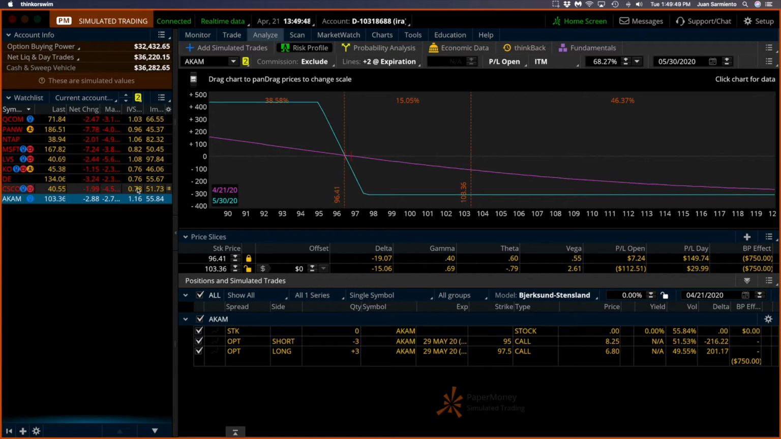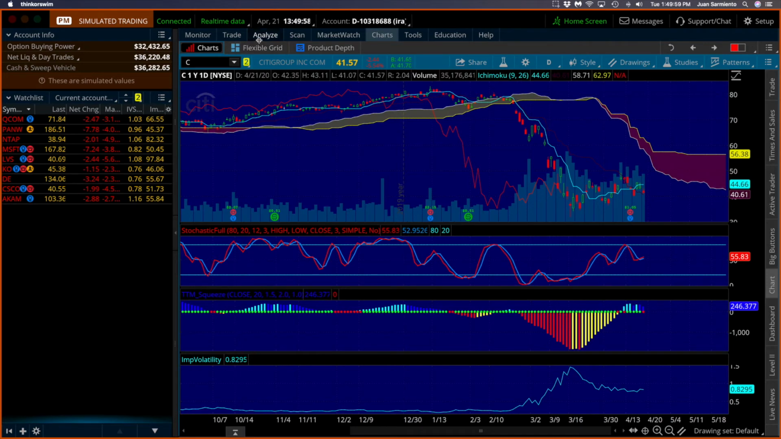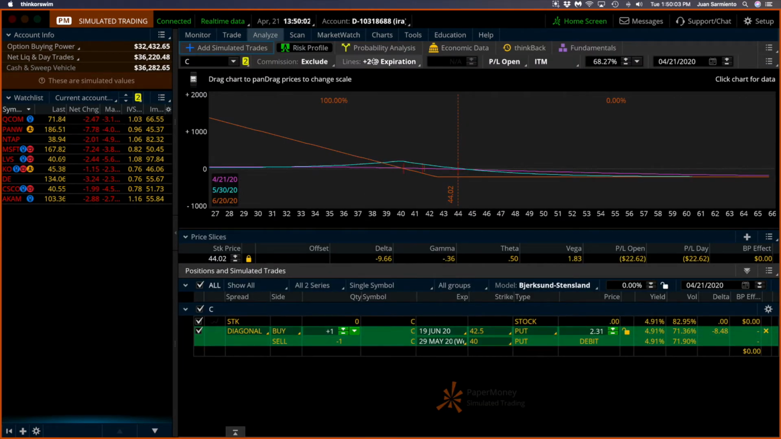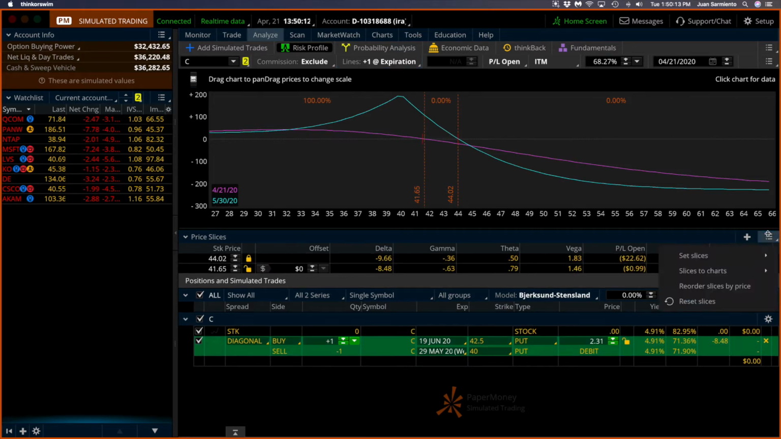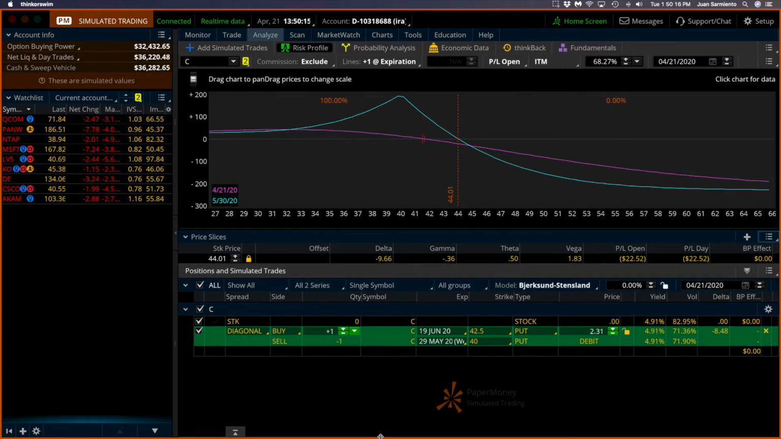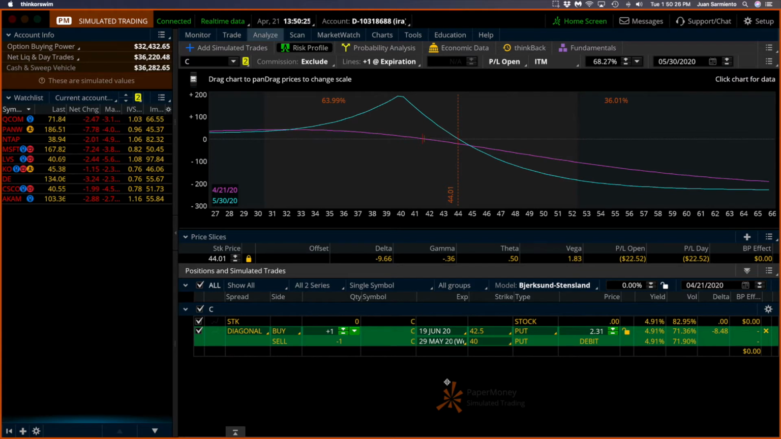Then we have the two new trades I have for today. Citigroup. Okay, that's what the chart looks like, and this is my trade. It's another diagonal. Let me change the date here. The expiration is May 29th, and that's what it looks like. Sounds good. $231 to make a maximum of 192. Don't really like that.